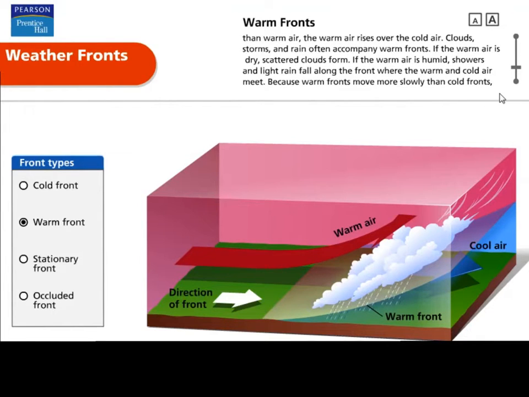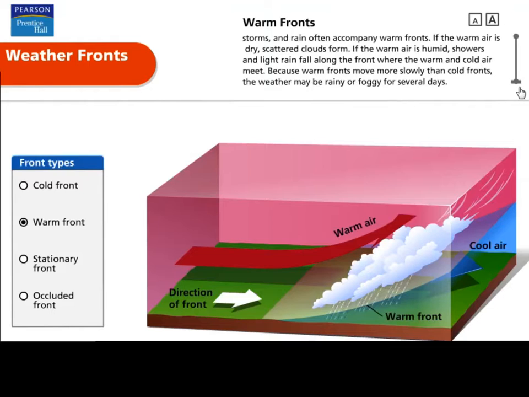If warm air is humid, showers and light rain fall along the front where the warm and cold air meet. Because warm fronts move more slowly than cold fronts, the weather may be rainy or foggy for several days. All right, click rewind if you need to reread the paragraphs about warm fronts, but make sure your diagram is detailed.